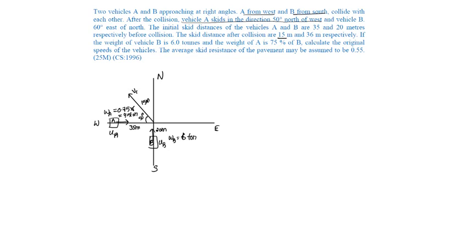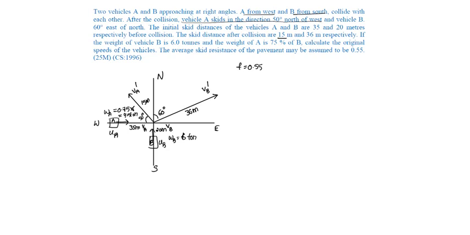Let its final velocity be VA dash, and before hitting let its final velocity be VA. Before hitting, final velocity of B be VB, and after hitting it traveled 60 degrees east of north. So let this be the direction, 60 degrees east of north, and its final velocity be VB dash, and its distance is 36 meters. Given F is 0.55.